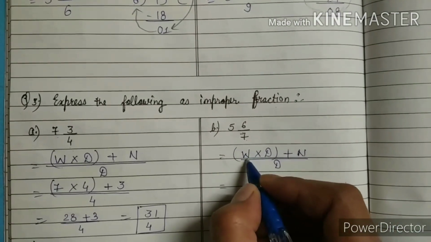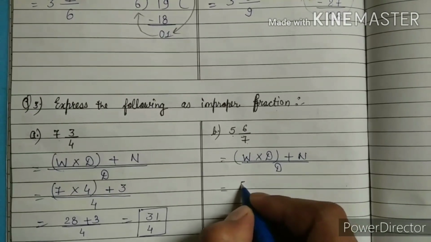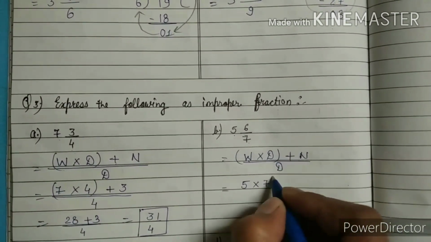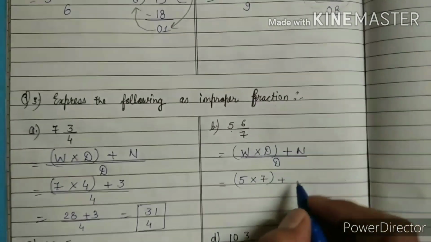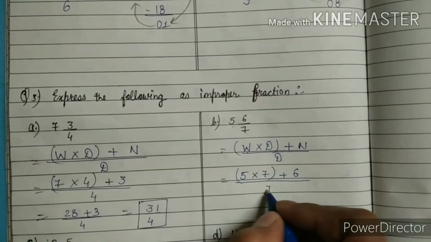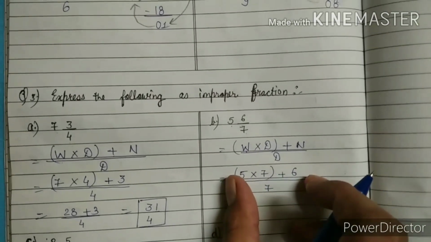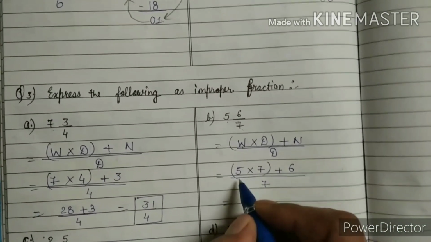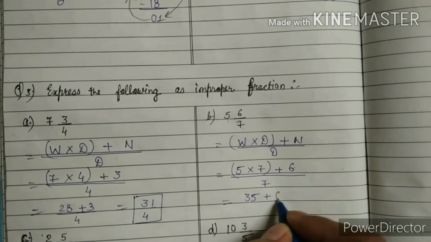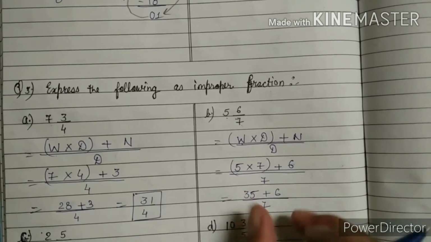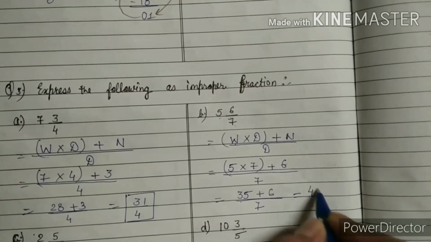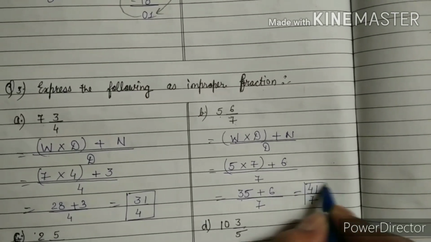Same as here, whole is 5. 5 will multiply by denominator 7, plus numerator is 6, and whole denominator is 7. 5 sevens are 35 plus 6 as it is, whole denominator is 7. Now 35 plus 6 is 41 by 7.